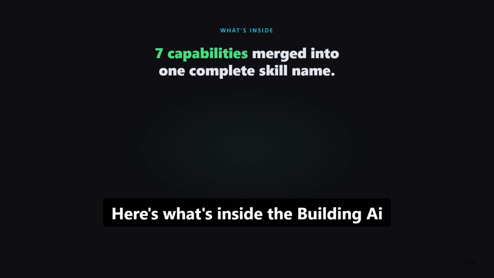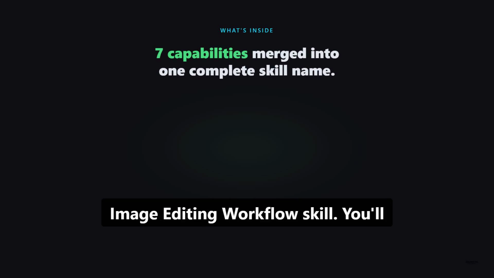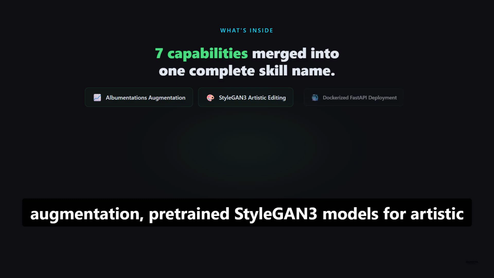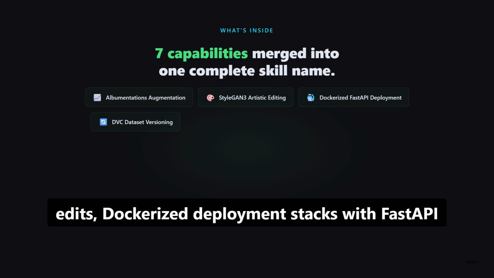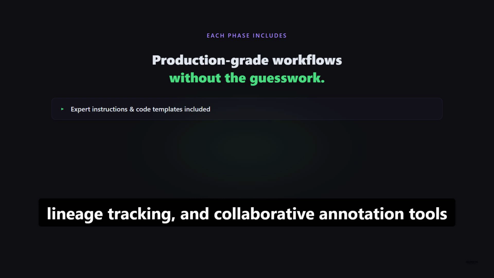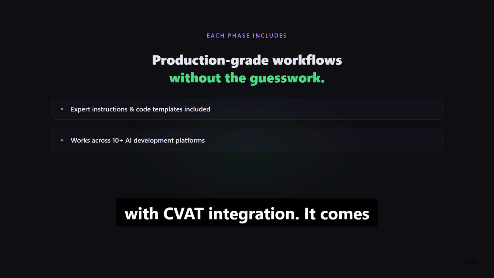Here's what's inside the Building AI Image Editing Workflow skill. You'll get data pipeline modules with albumentations augmentation, pre-trained StyleGAN 3 models for artistic edits, Dockerized deployment stacks with FastAPI endpoints, DVC-driven version control for dataset/model lineage tracking, and collaborative annotation tools with CVAT integration.